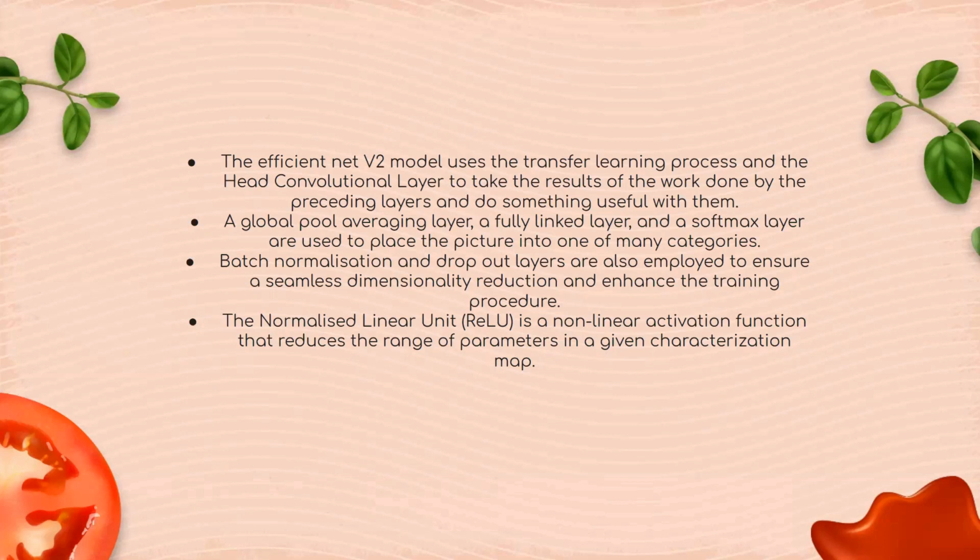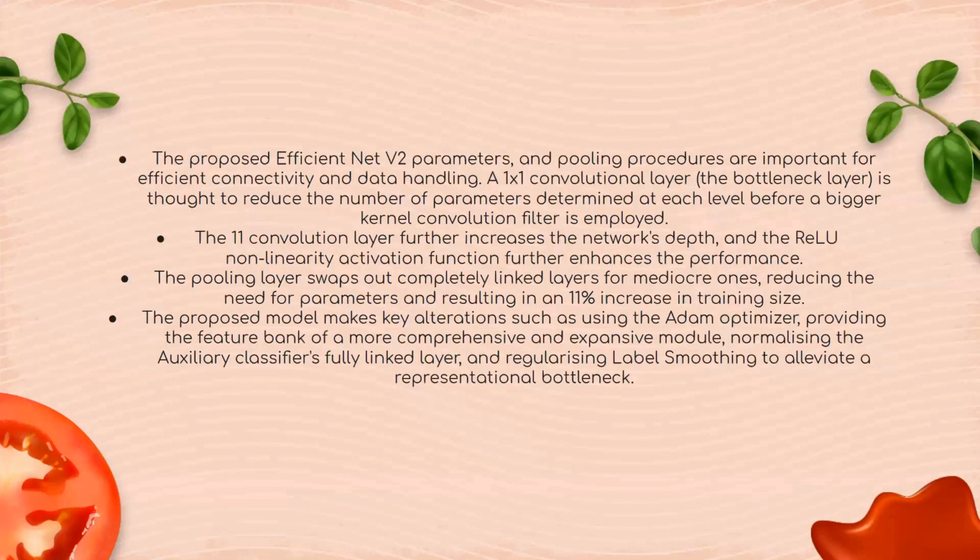A global average pooling layer, a fully connected layer, and a softmax layer are used to place the picture into one of many categories. To achieve a smooth dimensionality reduction and improve the training process, batch normalization and dropout layers are also used. The range of parameters in a particular feature map is narrowed by a rectified linear unit, ReLU, a non-linear activation function, and effective connectivity and data handling depends on suggested EfficientNetV2 characteristics and pooling techniques.